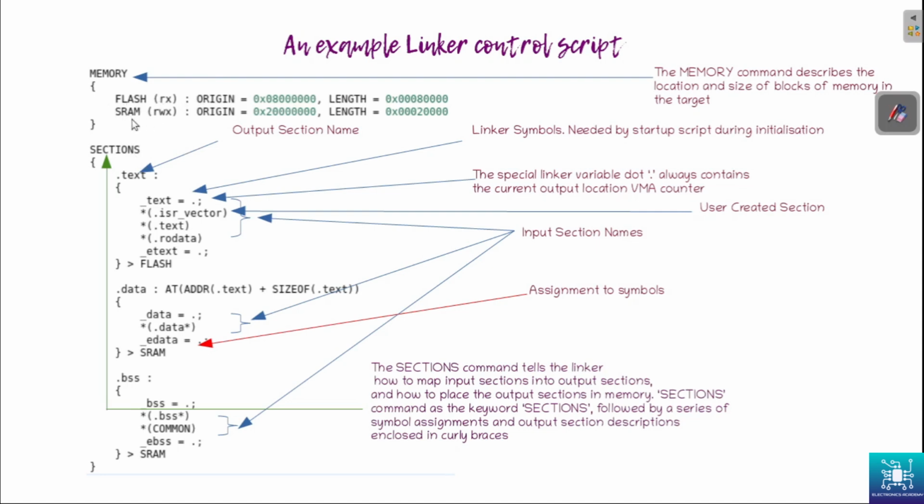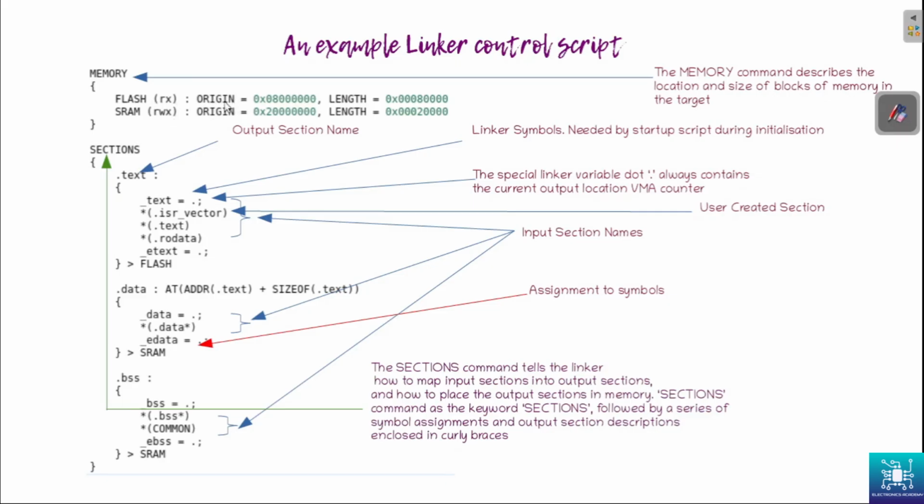For example, flash 1, flash 2, SRAM 1, SRAM 2, ROM 1, ROM 2, and whatever. Any name that makes sense. After that, within brackets, you have to put the attributes of the memory. For example, flash is RX, R for read only and X for executable. The SRAM is read, write and executable. And it talks about the origin also.